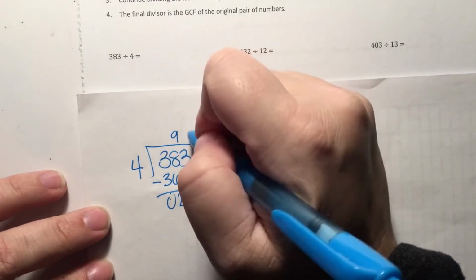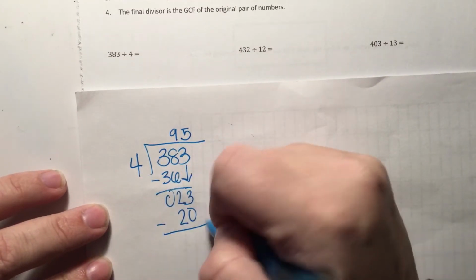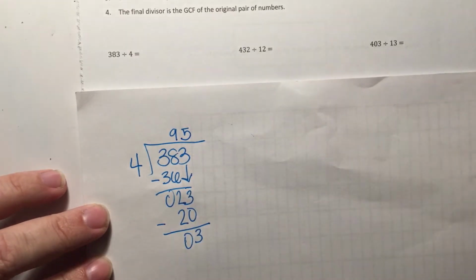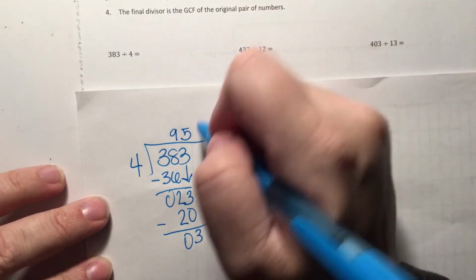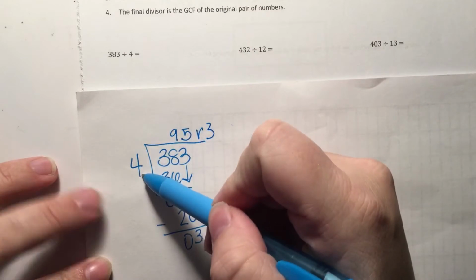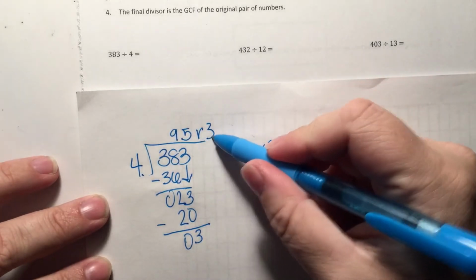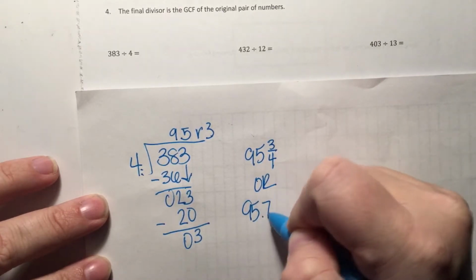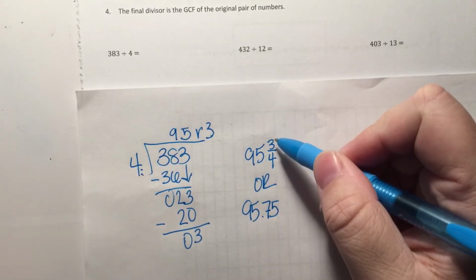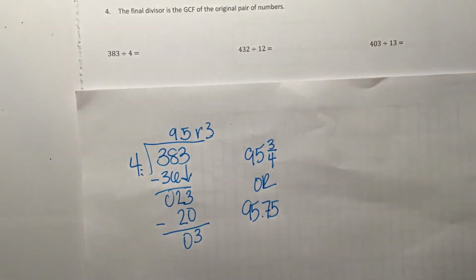Okay, so I believe that goes in 5 times. 5 times 4 is 20. I'm going to subtract that out. That's 3 and 0. We have 3 left over, right? So a remainder of 3 out of how many? 4. So my answer is 95 and 3/4, right? 3 out of 4 pieces left, or 95.75. 3/4: 25, 50, 75. Think of it that way, tangible with money.